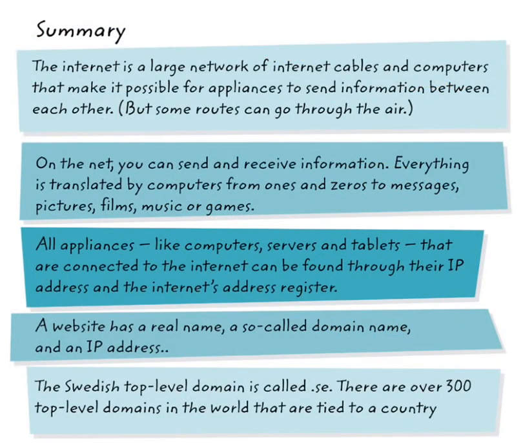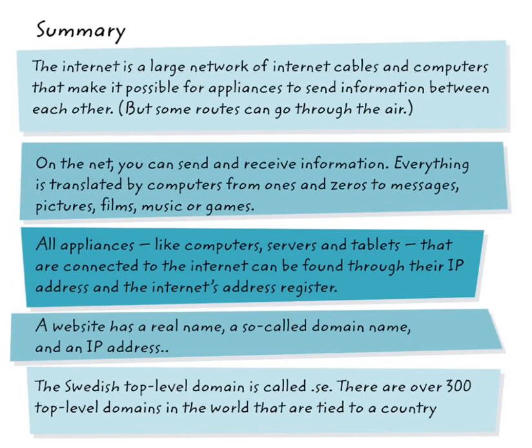The net is easy to use because there is a system with addresses so that you can always find the right way on the internet. The internet is a large network of internet cables and computers that make it possible for appliances to send information between each other, but some routes can go through the air. On the net, you can send and receive information. Everything is translated by computers from ones and zeros to messages, pictures, films, music, or games. All appliances, like computers, servers, and tablets, that are connected to the internet can be found through their IP addresses and the internet's address register.